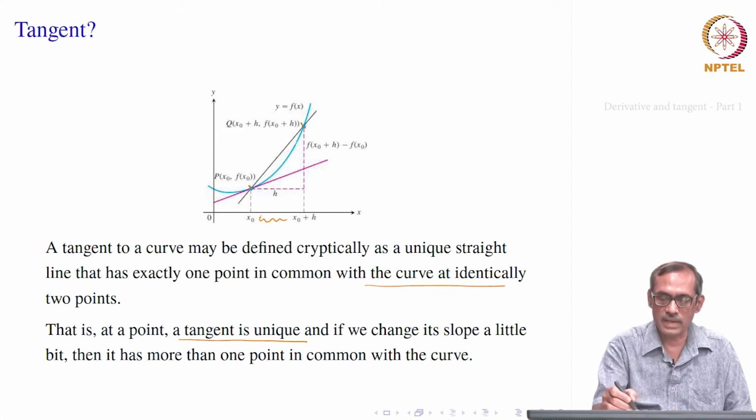So, we allow that. We write x0 plus h, it does not mean h is always positive. Now, we have the secant, the straight line joining these 2 points P and Q. Our feeling is that when h goes to 0, this secant becomes a tangent. So, that will be our use of the notion of tangent for a curve.